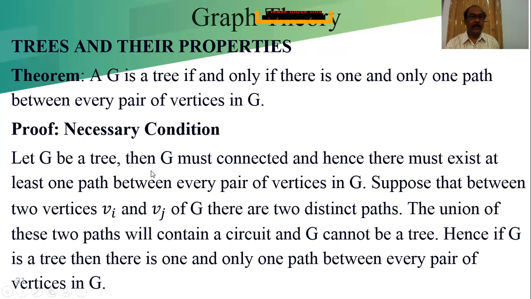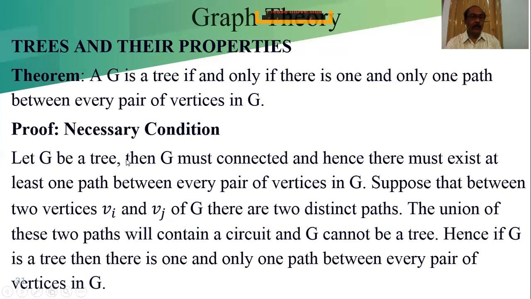Then it is a tree by the definition. So let G be a tree, then G must be connected. That means every pair of vertices has at least one path. Hence, there must exist at least one path between every pair of vertices in G. Suppose that between the two vertices Vi and Vj of G, there are two distinct paths. Let us assume that more than one path exists. The union of these two paths will contain a circuit.